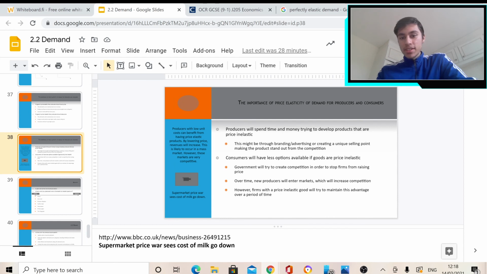And what government will do is try to create competition in order to stop firms from raising price. Because what would happen is, the firms would keep on increasing price, right? They won't stop, and as a result, many people might not be able to buy products, and they will not have the necessities for survival. So the government will create competition, and when firms compete, they try to lower prices so that consumers buy from them.